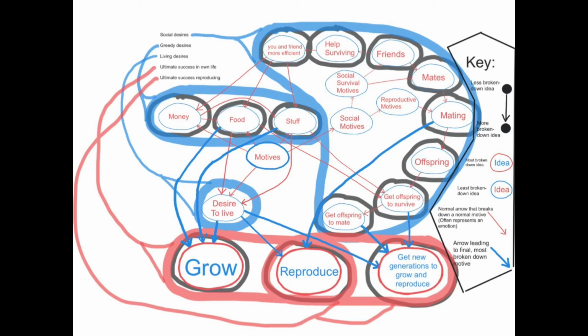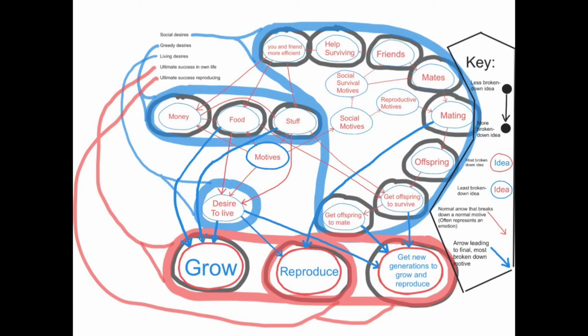Then, going from the social group, you have friends and you're more efficient with them, which leads down to grow too, so that could branch off. And then the friends or mates, you reproduce with them and you get them to make new generations and do the same thing as you.